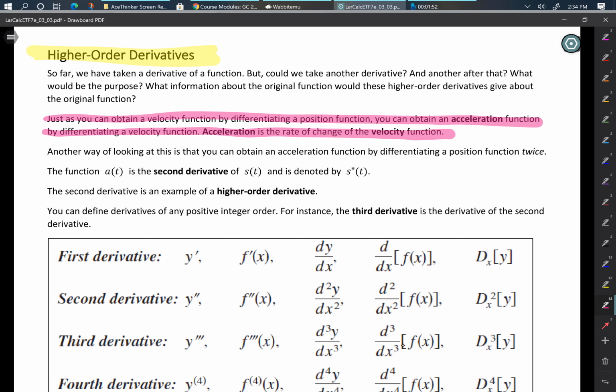So the idea of talking about acceleration or deceleration, a positive acceleration or a negative acceleration, is the rate of change of velocity. But anytime something is the rate of change of something else, calculus-wise, you're talking about taking a derivative. So to say that acceleration is the rate of change of velocity is to say that acceleration is the derivative of velocity. But velocity is the derivative of position. So that means that the acceleration function is the second derivative of the position function.